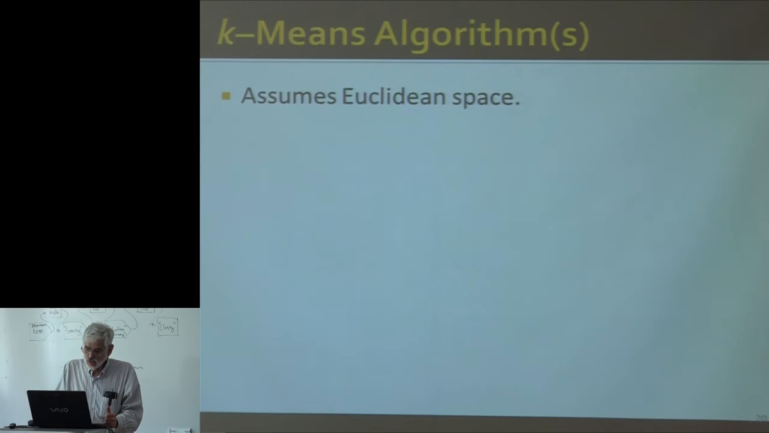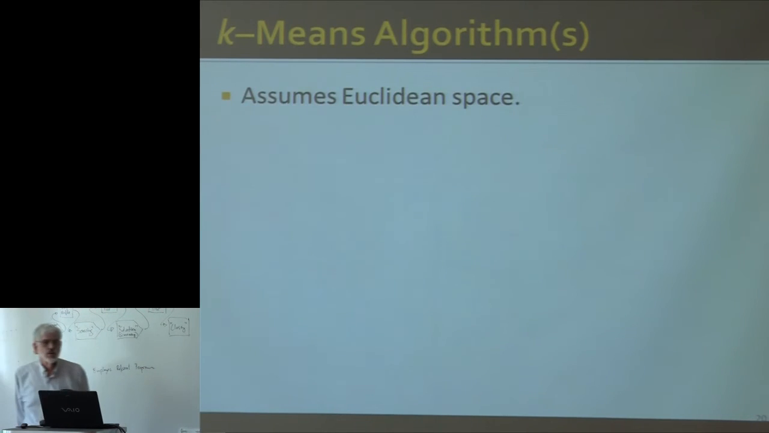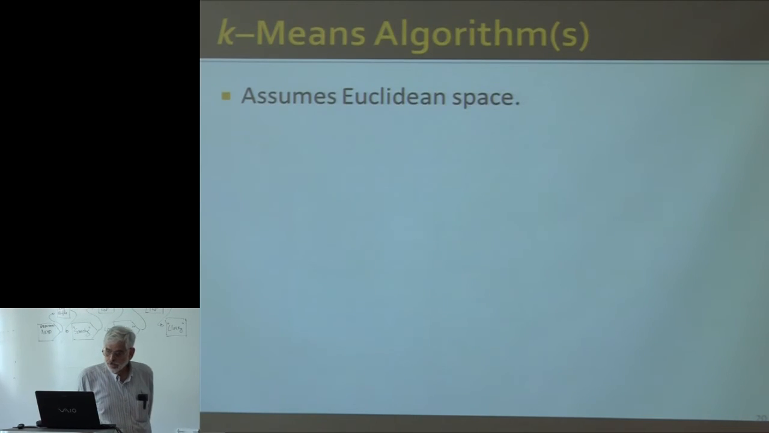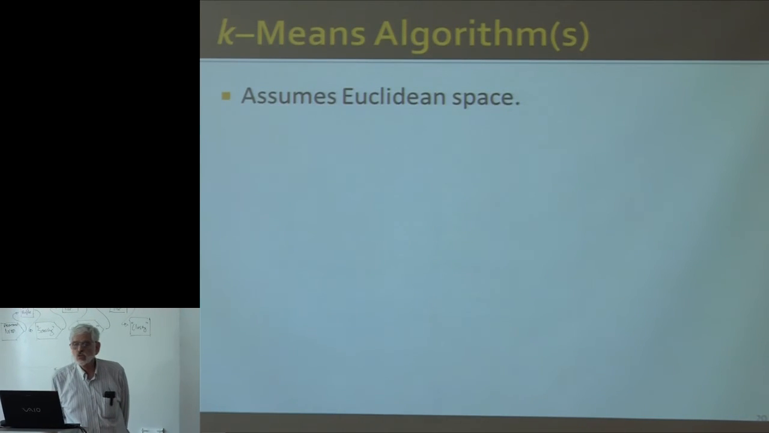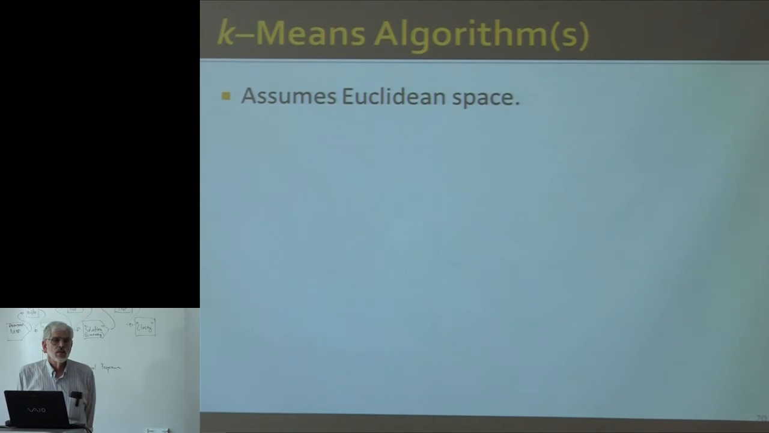Okay, so that's sort of all I wanted to say about the hierarchical approach. Let me see if I can talk very quickly about the point assignment approach. K-means, again, is the most popular of these approaches. Now, I'm going to describe something that assumes a Euclidean space.